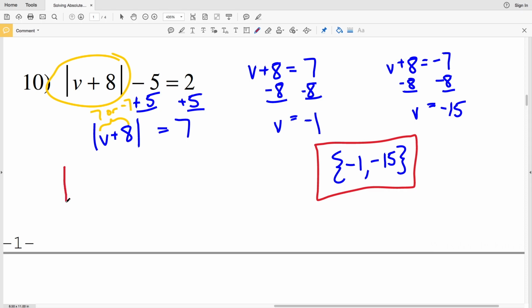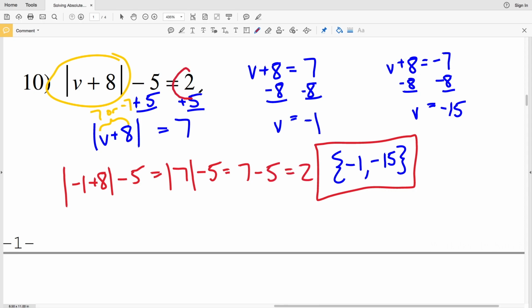And you can see that if we plug negative 1 in for v, we'll have the absolute value of negative 1 plus 8, minus 5. That equals the absolute value of negative 1 plus 8, which is the absolute value of 7. And we're still subtracting 5. The absolute value of 7 is 7. So 7 minus 5 is indeed 2.